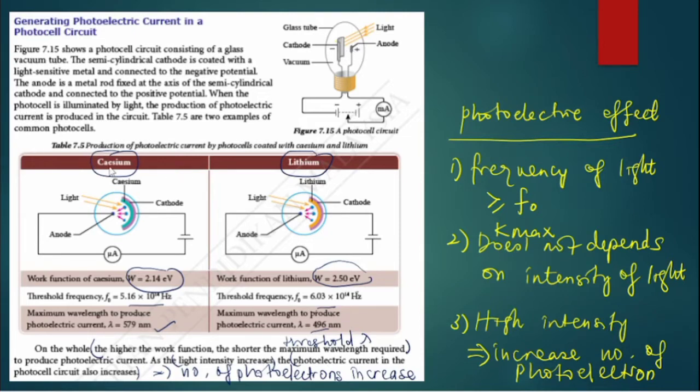Let's look at the table below here. The table shows two examples of common photocell, caesium and lithium. As we know, different types of material will have different threshold frequency and also different value of work function. Let's look at caesium. Work function W equals 2.14 eV. Threshold frequency f0 equals 5.16 times 10 to the power 14 Hz. Maximum wavelength to produce photoelectric current lambda equals 579 nanometer. This can be calculated by using lambda equals c divided by f0, or we call it threshold wavelength.